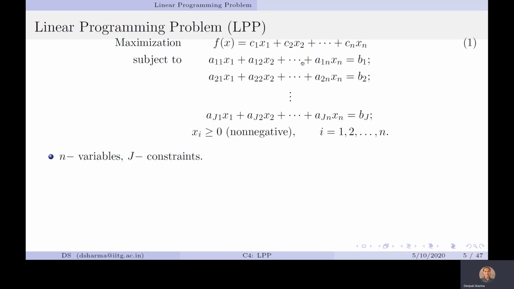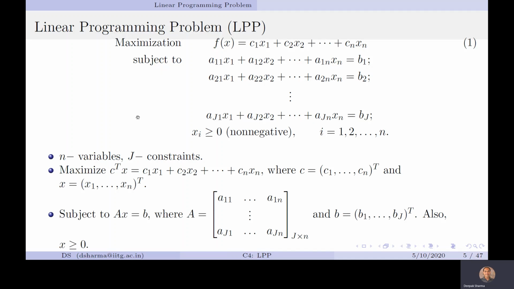And the left hand side is equal to the right hand side. At the last, we also look for the non-negativity condition, where each variable should be greater than or equal to 0. In this particular scenario, we have n number of variables and capital J number of constraints.